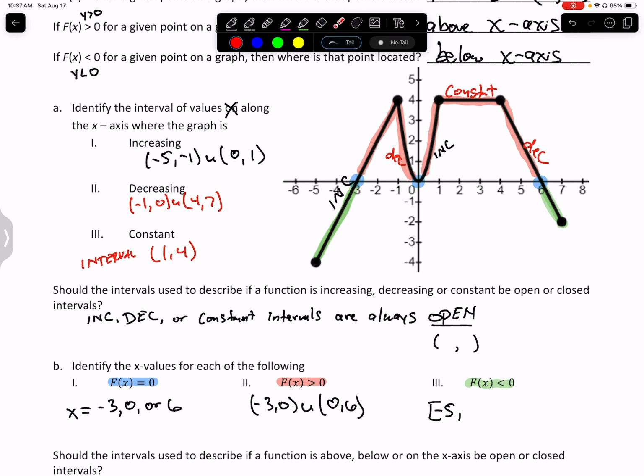And then once we get really close to 3, but not including 3, we stop being below. And then we pick up again at 6 and we go to 7. And I want to emphasize that 7's included. It's a closed dot. 6 is not, because 6 is on the x-axis, it's not below it.